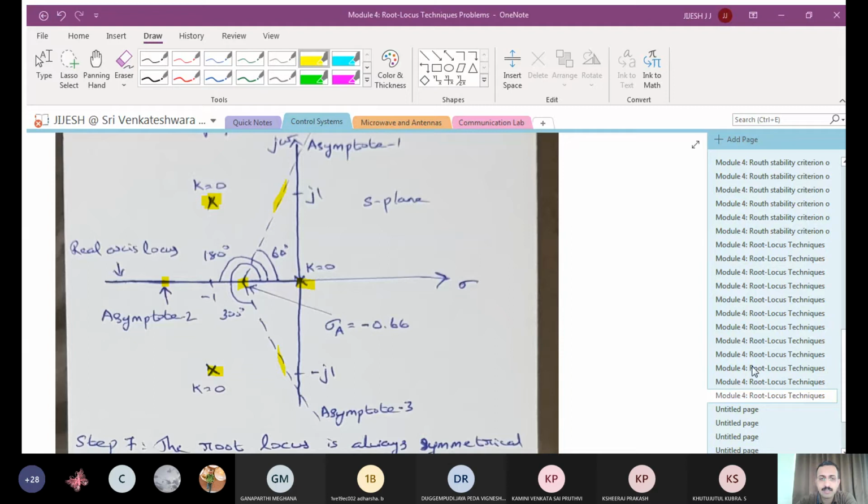When we simplify that, the roots you are going to get are in this form: s is equal to minus 0.66 plus or minus j 0.471. Now you need to find which one is the breakaway point and all those things. So we get s is equal to minus 0.66 plus or minus j 0.471.